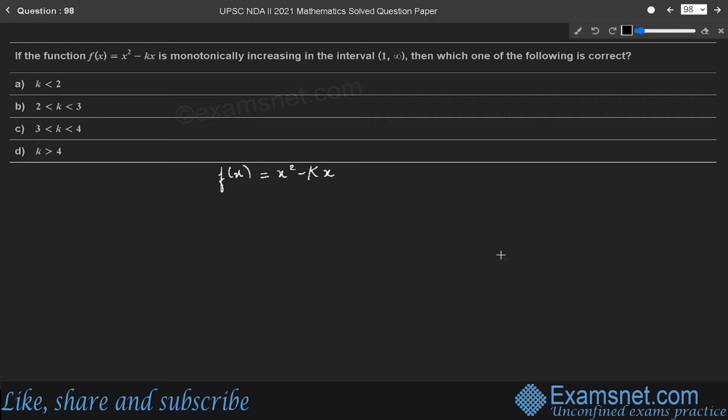Next question is, if the function f of x is equal to x square minus kx is monotonically increasing in the interval 1 and infinity, then which one of the following is correct? So first let us find the derivative. F dash x will be equal to 2x minus k. The interval is 1 comma infinity. So taking 1 here, it will be f dash 1 is equal to 2 minus k. And since it is given that it is increasing in the interval, it should be greater than 0. But at which condition will it be greater than 0? The condition will be when k is less than 2. So the correct option for this question is option number A, which is k less than 2.